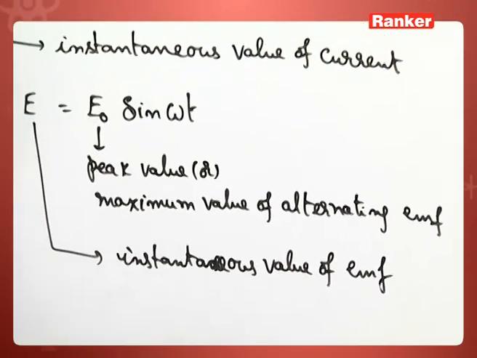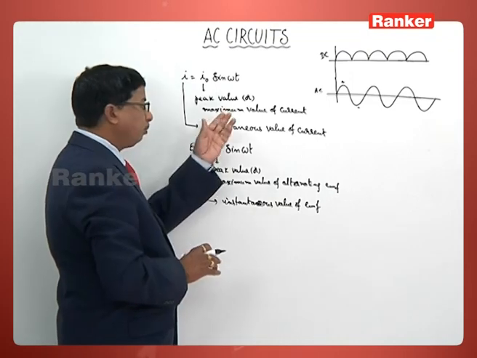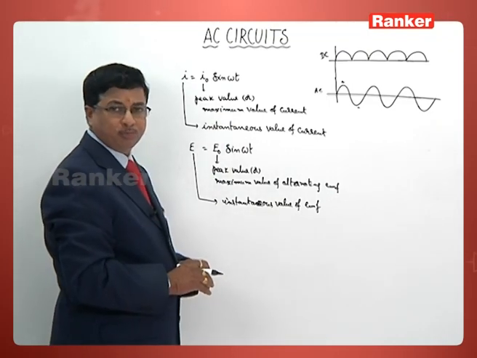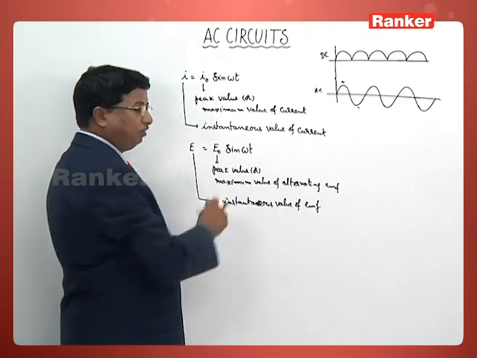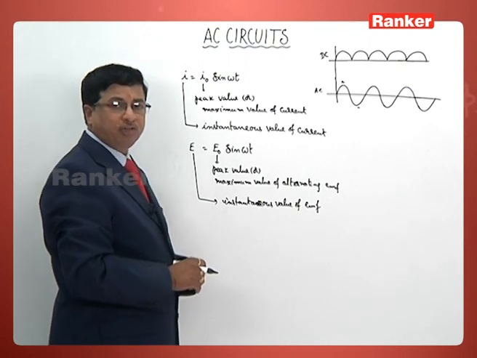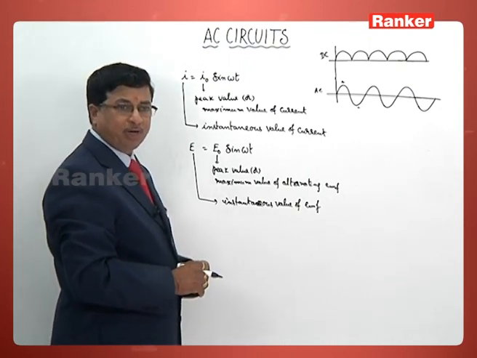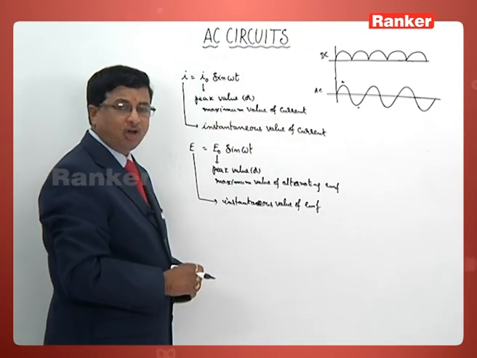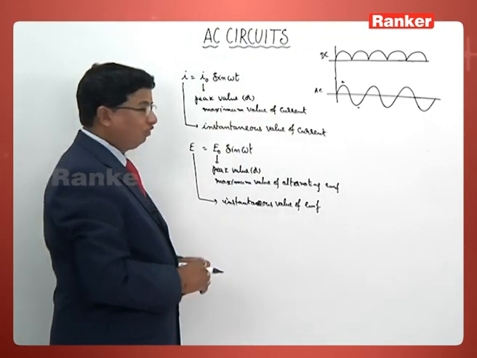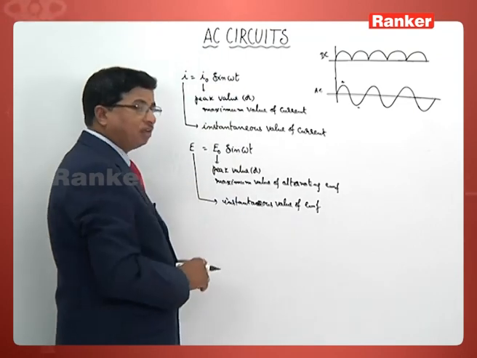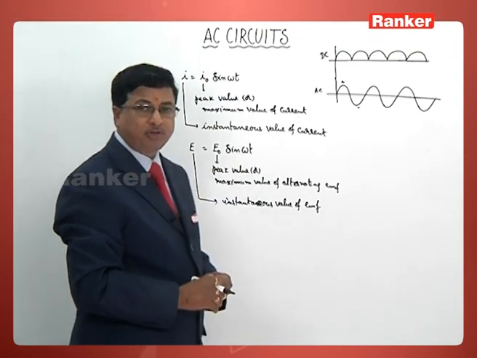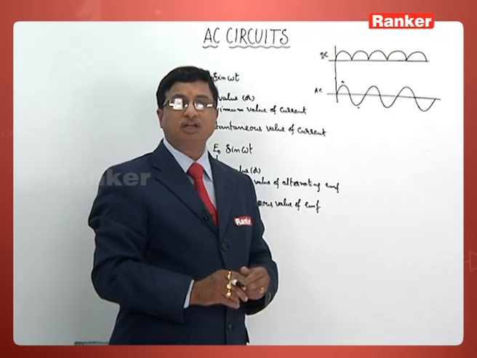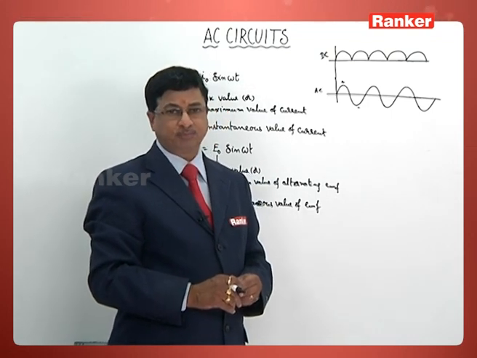In place of the sine function, we can even represent this by a cos function also, because the variation is harmonic variation. Thereby, we can represent by harmonic functions like sine or cos. So this is the basic or general equation to represent alternating current or alternating EMF.